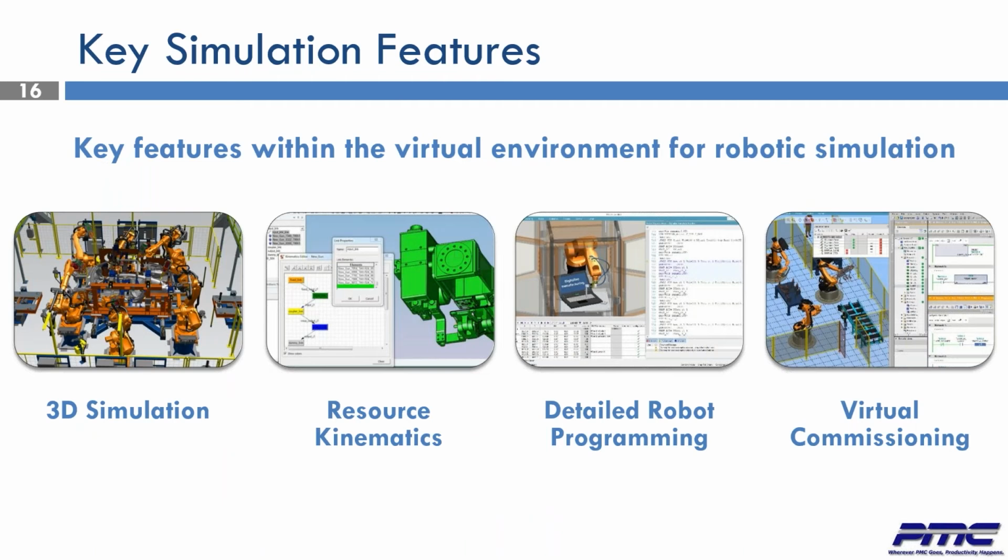Now I'd like to give some examples of the main features of robotic simulation. The applications allow us to analyze processes within a 3D environment. We have the ability to create kinematics for mechanical devices, machines, grippers, opening and closing clamps, welding guns, cylinders. We are also able to create all the robots' offline programming.